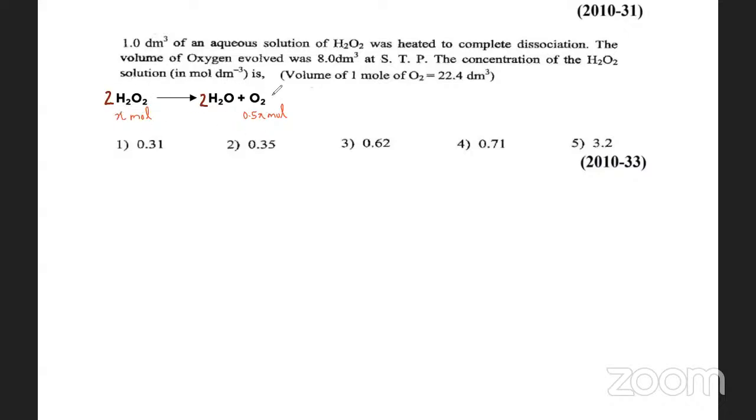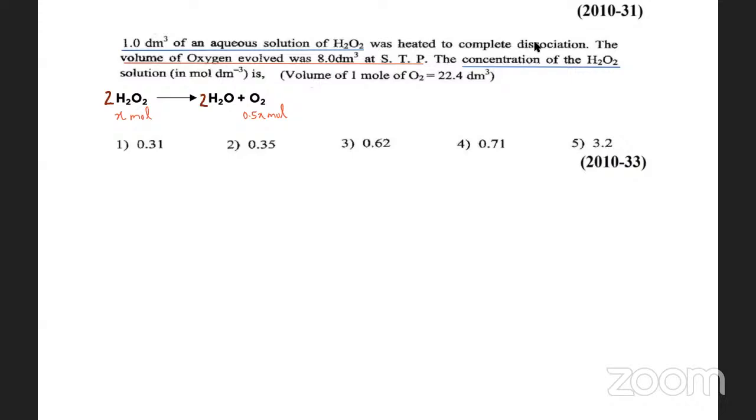I think I need X to get the final answer, because I know the concentration of H2O2 solution. They have given us the volume of H2O2, 1 decimeter cube of an aqueous solution, and we need to find out the concentration of H2O2, and they have provided us the volume of oxygen at STP. So using the volume of oxygen, you can find the number of moles of oxygen. Using the number of moles of oxygen, you can find X. X is the number of moles of H2O2. We know the volume of H2O2. You can find the concentration.